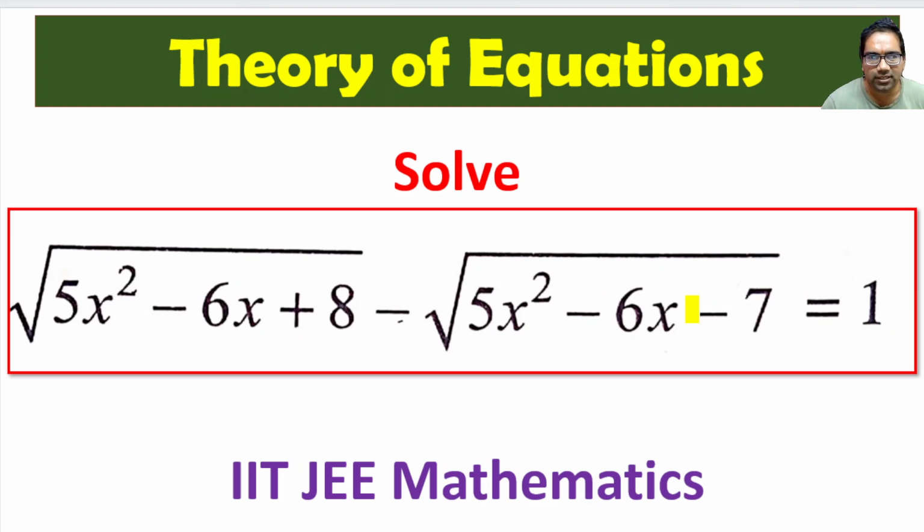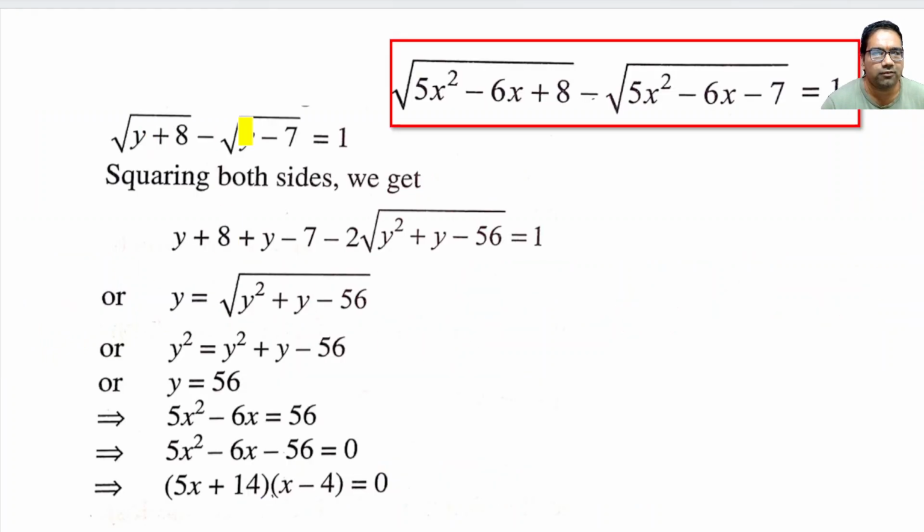But let's try to solve it the regular way, which is 5x square minus 6x and 5x square minus 6x. Let us replace this with some common term, let's say y. Root y plus 8 minus root y minus 7 equals 1.